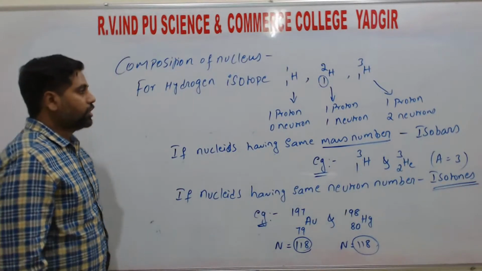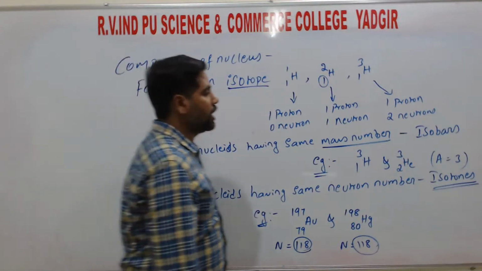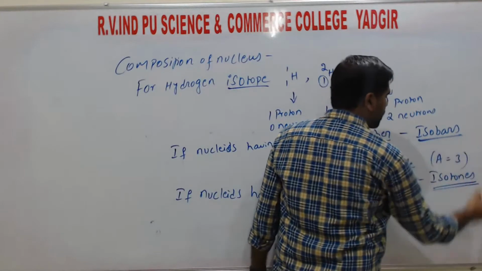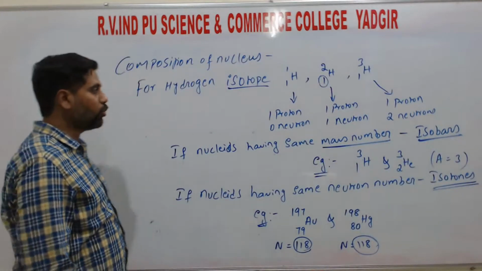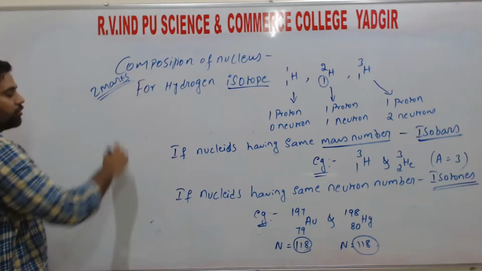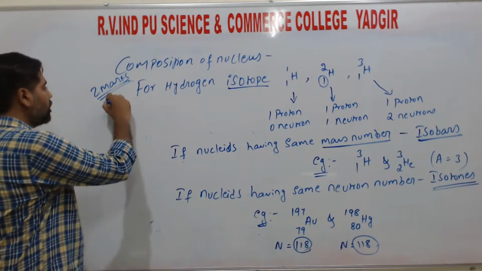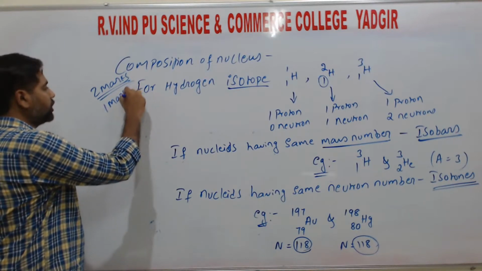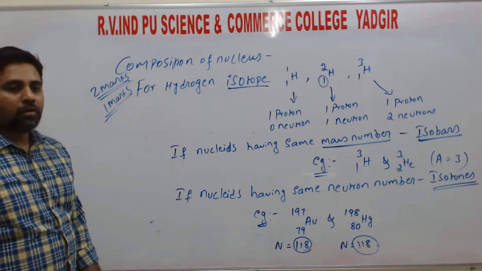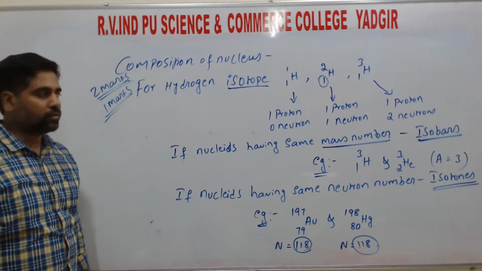So in this composition we have three definitions. One is isotopes, another one is isobars, and the third one is isotones. This one is very important. They ask for the 2 marks definition along with the example, or there is a possibility of asking the definition for 1 mark. So what are isotopes, what are isobars and what are isotones?